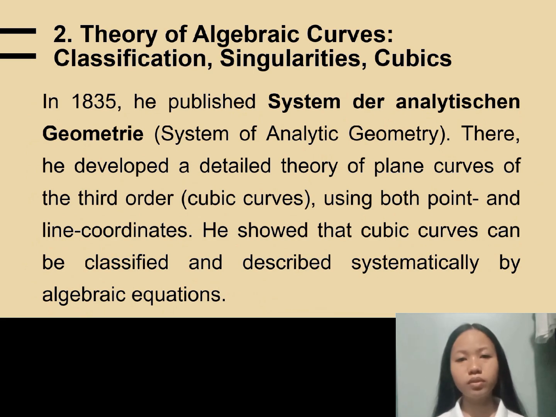Plucker described how they look, how they behave at their problem spots, like sharp corners or crossing points, and how different curves are related. Before him, curves were studied one by one. Plucker treated them systematically, like organizing different types of plants in a scientific way. This is the beginning of modern algebraic geometry.